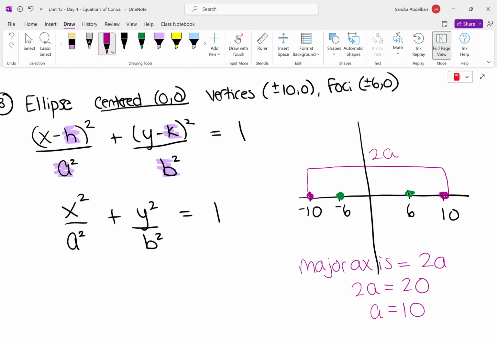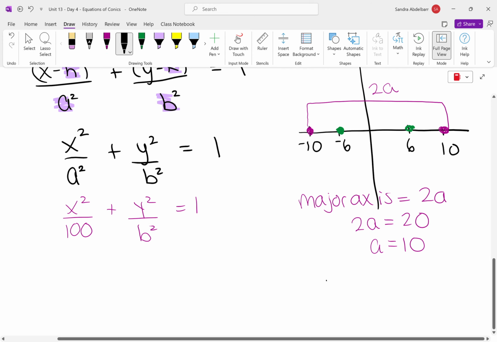Foci are always inside. Vertices are outside. Is that what you just asked? Yeah. Okay, so here we have our a is 10. So now we have x squared over 100 plus y squared over b squared equals 1. Any ideas on how we can find b squared? You got it, the focal length.